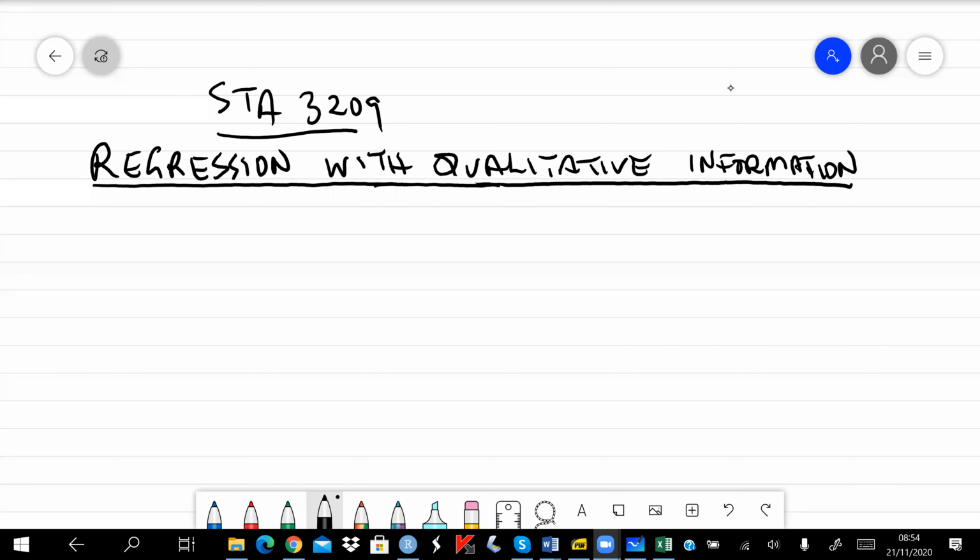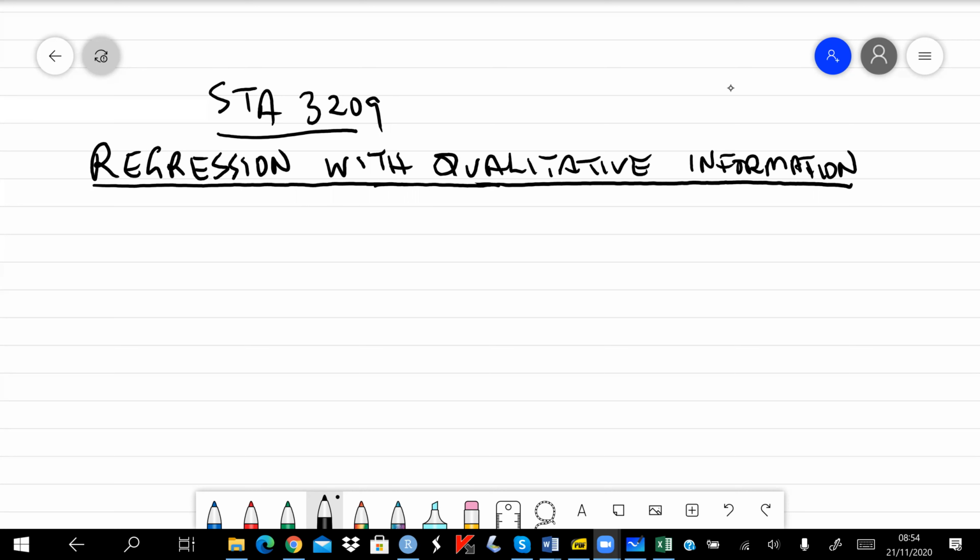So welcome to today's class, and today we are looking at regression with qualitative information. In our previous classes, or even in our previous units or courses, we have looked at regression with quantitative data. So more specifically, we have been looking at a case where the dependent variable is a continuous variable. So in this class, we want to introduce a regression with data which is qualitative.